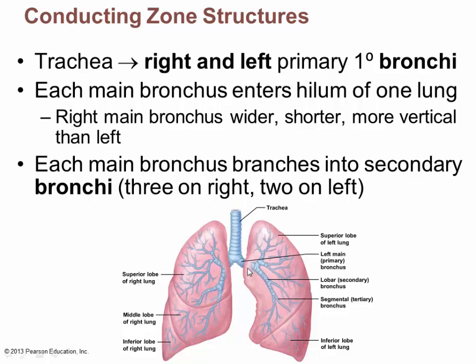And your left primary bronchus divides into 2 different secondary bronchi. Now, if you think about it, why 3 on this side? Why 2 on this side? You're like, I don't know, just tell me. Well, it's because your right lung has 3 lobes, so you need 3 different secondary bronchi, and your left lung has 2 lobes, so you need 2 secondary bronchi on that side.